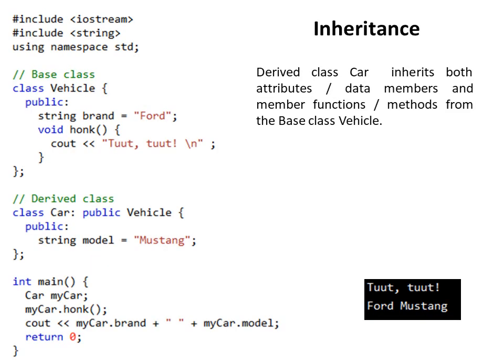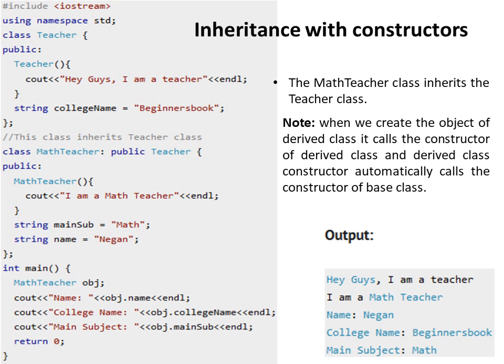Yet another simple example for implementing inheritance is given here. In this example, derived class car inherits both data members and member functions from the base class vehicle. Next, we look into an example of implementing inheritance using constructors. Here we have a base class teacher and a derived class math teacher. The math teacher class inherits the teacher class. So, the derived class can use the property college name of the base class.